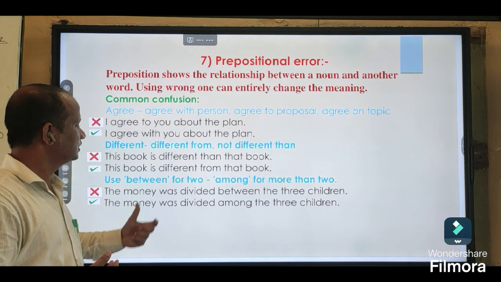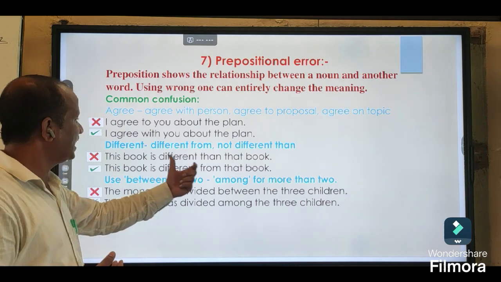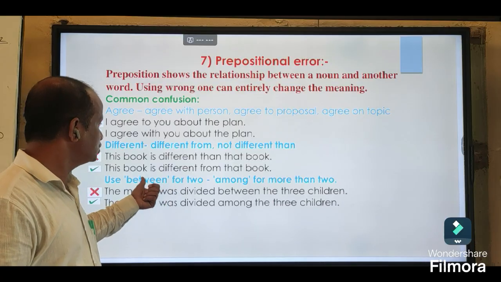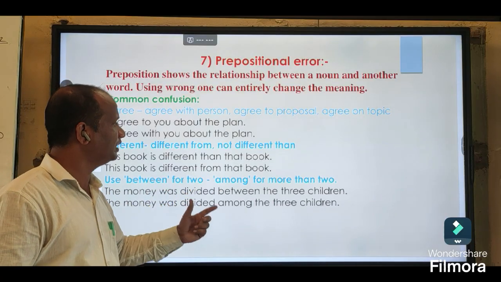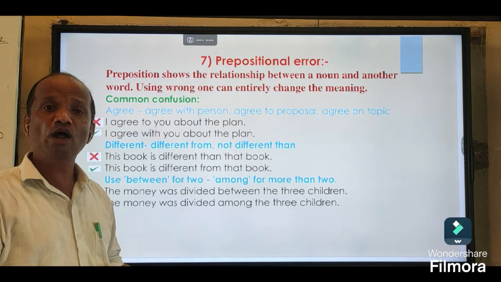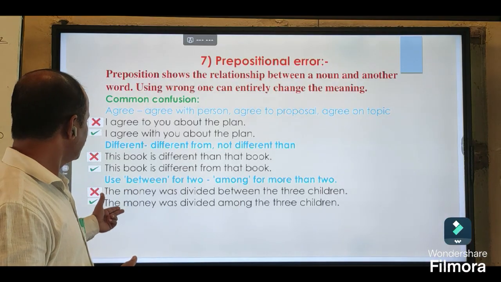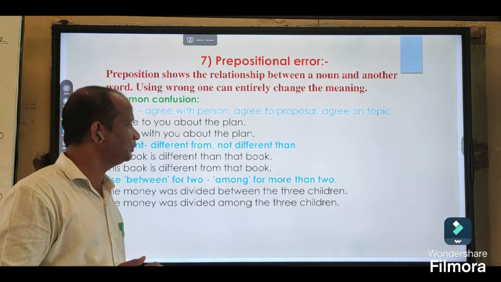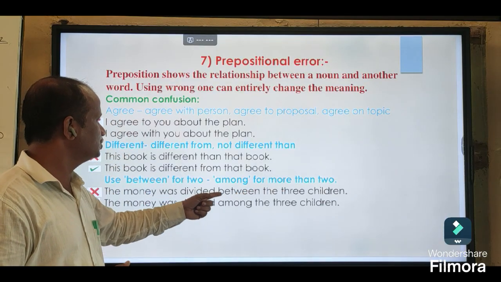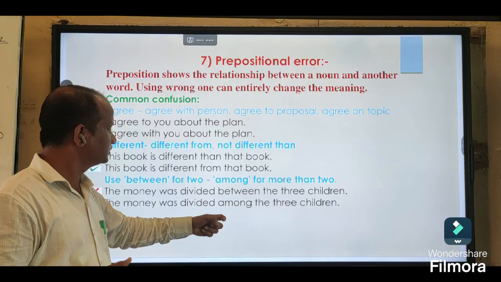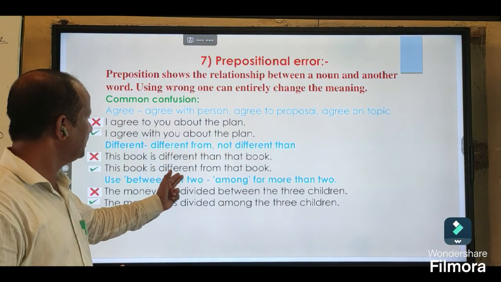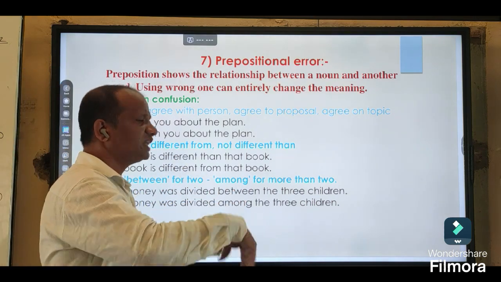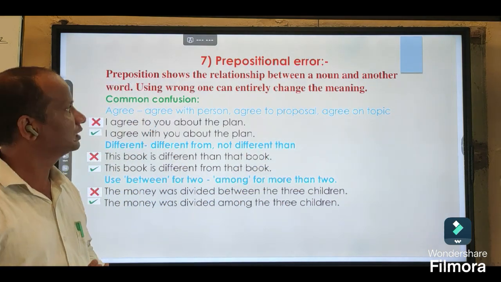While using between and among, we have to pay attention that when we are comparing two things, we have to use between, and when we are comparing more than two things, we have to use among. For example, the money was divided between the 3 children. The comparison is given among more than two. So we have to use among instead of between, because when we are comparing two things, we have to use between. And when we are comparing more than two things, we have to use among.